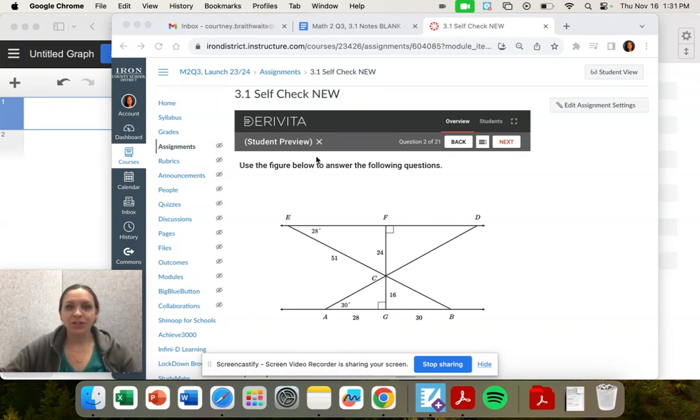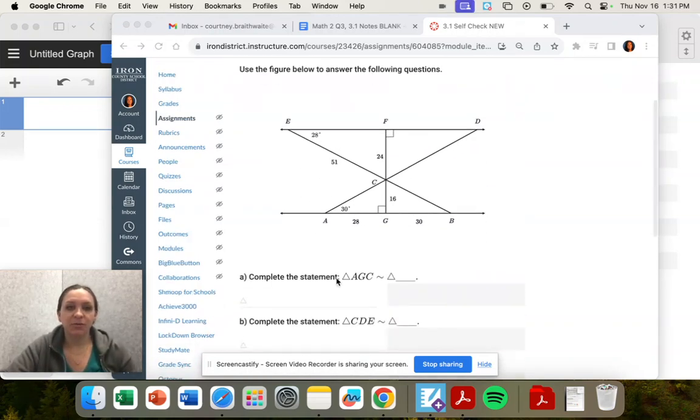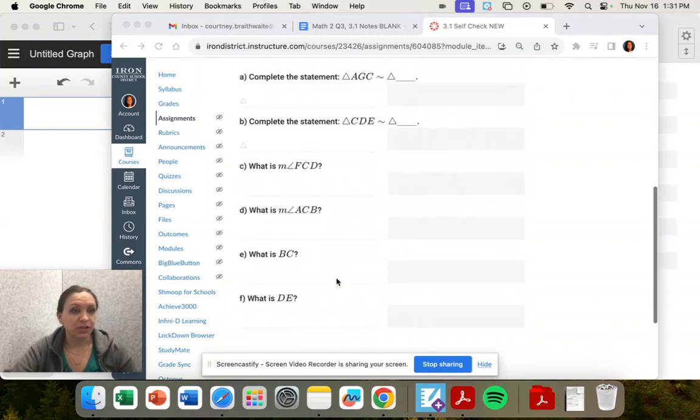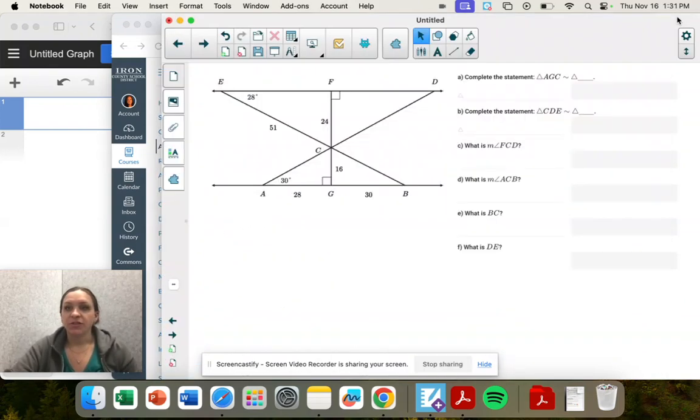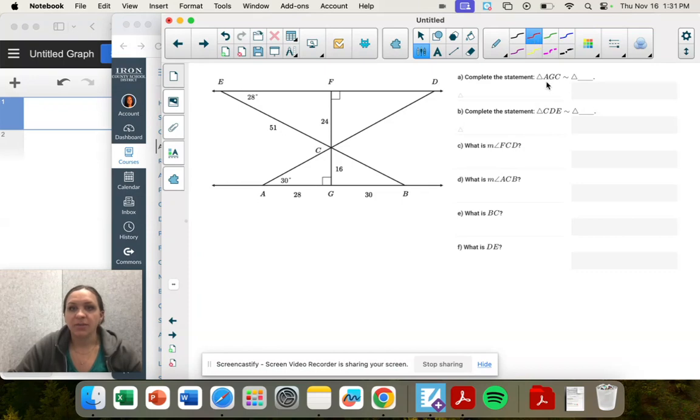Okay, question 2. We want to use the figure below, and then we have all these questions to answer. So our first one is we're looking for similar triangles. Complete the statement. So A G C, this triangle is similar to what? So remember, to be similar, there has to be two angles that are the same.